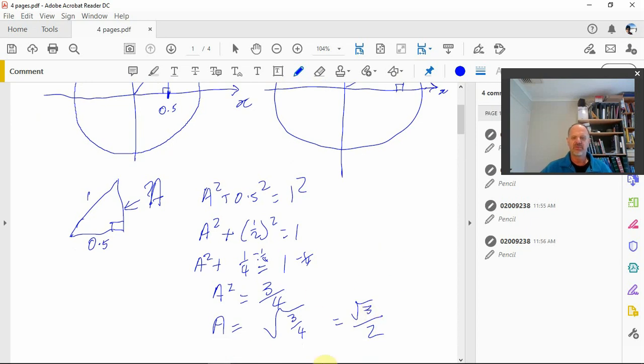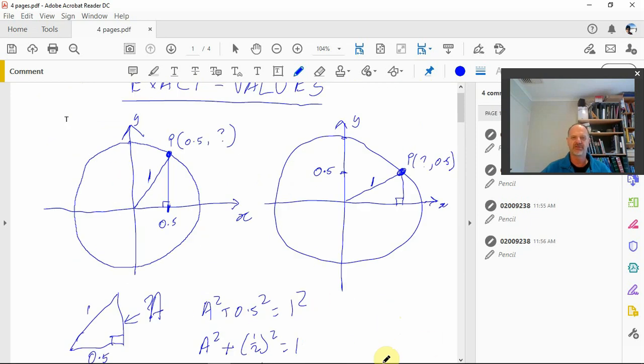Now, they would be what we would call exact values. All right, so rather than writing it as 0.5, writing it as a half, and root 3 over 2. And so this length here is root 3 over 2. This length here, 0.5, is a half. Excuse me.